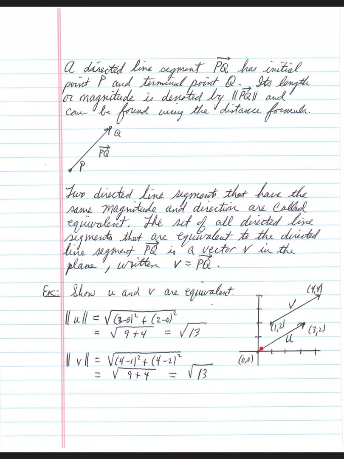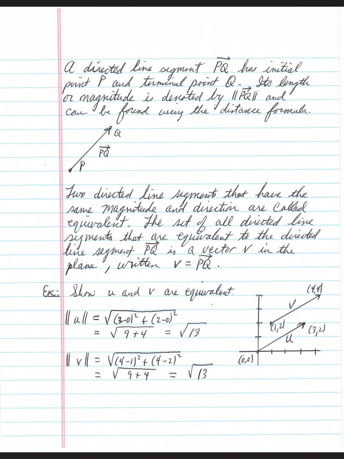Vector U starts at the origin and ends at 3, 2. Vector V starts at the point 1, 2 and ends at the point 4, 4. Now, as far as the same direction goes, you can calculate slope. Remember, y2 minus y1, that's 4 minus 2, that's 2. x2 minus x1, 4 minus 1, is 3. So we have a slope of 2/3. Rise 2, run 3. You can also verify that with vector U. Rise 2, run 3. Same slope, same direction.